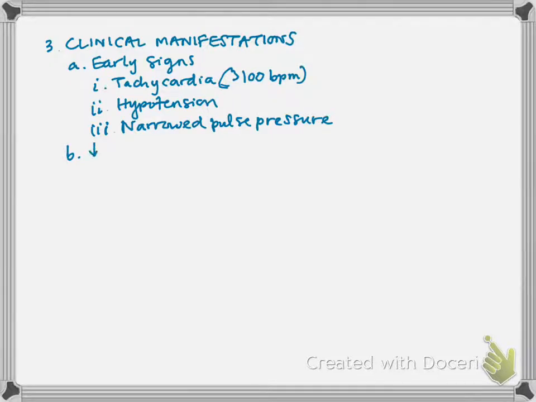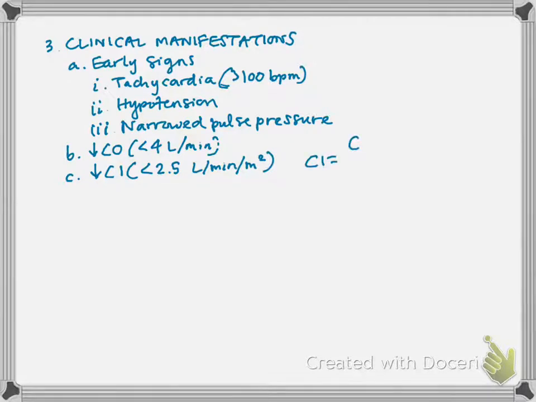Our cardiac output's going to decrease to less than 4 liters per minute. What about our cardiac index? What is that going to be less than? Yeah, very good. Less than 2.5 liters per minute per meter squared, and that's cardiac output over body surface area. It's a more specific indicator of cardiac output for the individual, because how much my heart pumps is going to be a lot different than how much a larger person's heart's going to need to pump to perfuse the tissues.